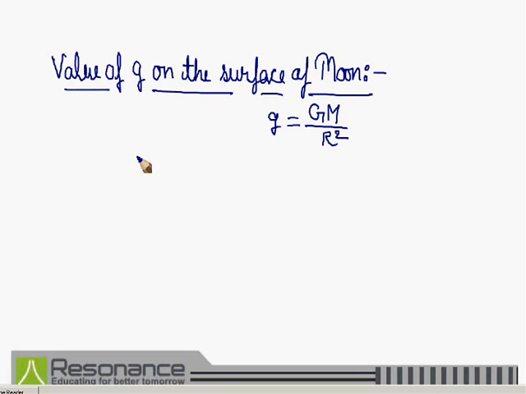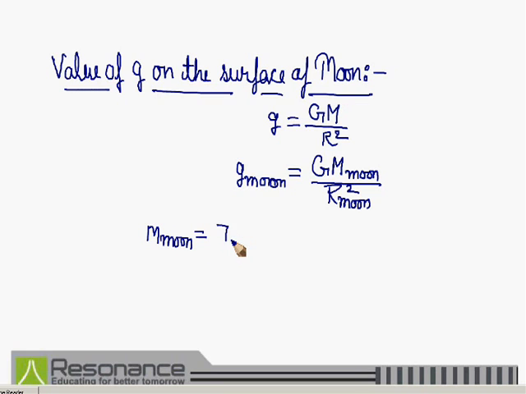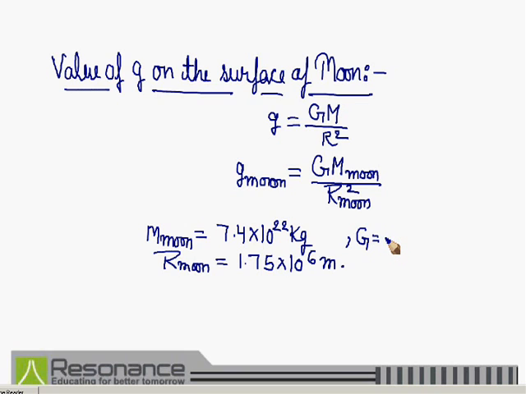Now, for the moon, we can write g moon equals G M of moon upon radius of moon squared, where we know the mass of moon is given as 7.4 into 10 raised to power 22 kilogram and the radius of moon equals 1.75 into 10 raised to power 6 meter, and the capital G, which is the universal gravitational constant, is 6.67 into 10 raised to power minus 11.